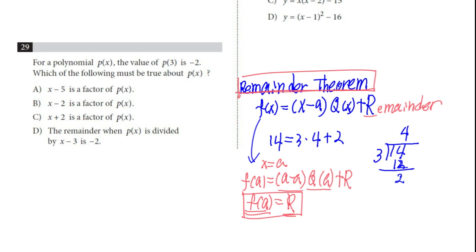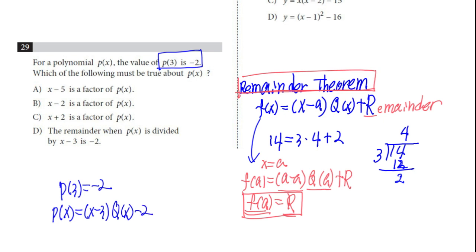Now back to our question here. P of 3 equals negative 2. Then if I copy one more time, if you have P of x equals x minus 3 times Q of x minus 2, when you plug in 3 to this equation, now you have P of 3. 0 times Q of 3 will be 0, negative 2 here. Now, what is the interpretation of this one? Here, the remainder when P of x is divided by x minus 3 will be negative 2. Is it true? Okay.